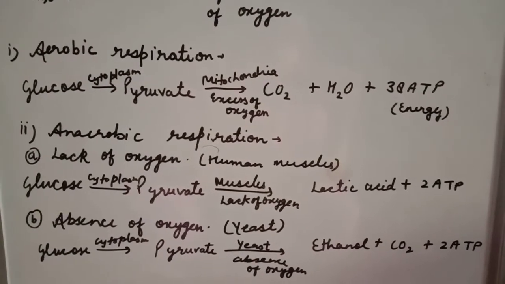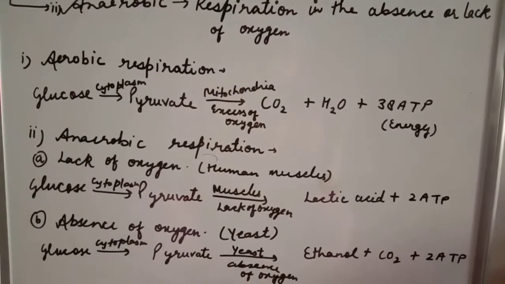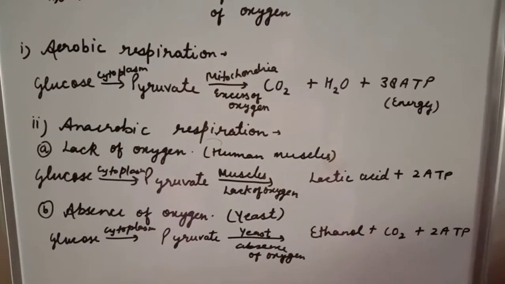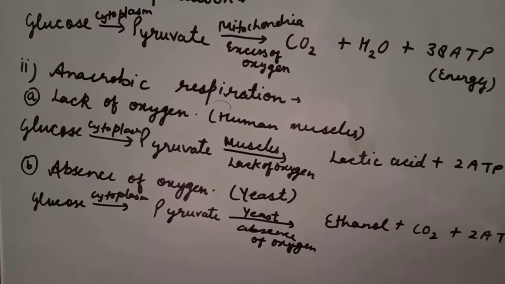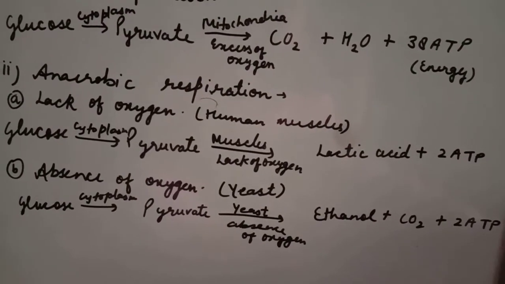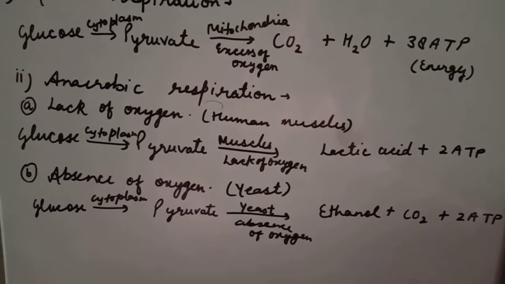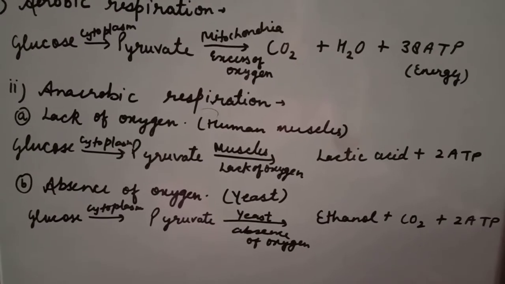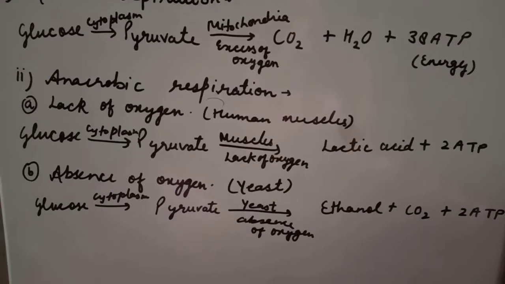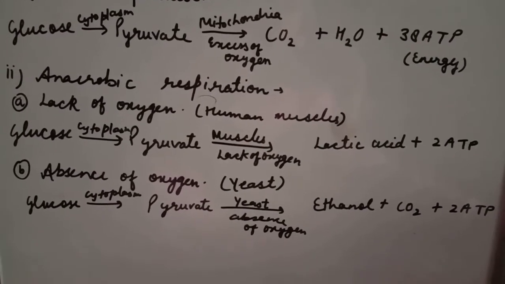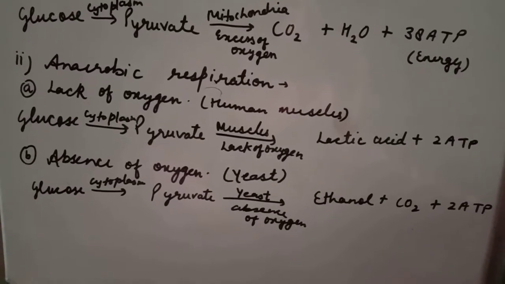Yeast क्या है? It's a fungus. In yeast what happens, the glucose gets converted into pyruvate in its cytoplasm, and when it doesn't get the oxygen, so in the absence of oxygen it forms ethanol, which is an alcohol, CO2, and 2 ATP of energy. In this way, the anaerobic respiration in yeast takes place in the absence of oxygen.